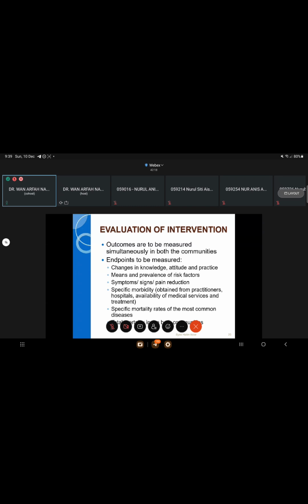So morbidity and mortality, we will learn about this. Right. So these are some of the endpoints that you can measure and evaluate after you give the intervention.